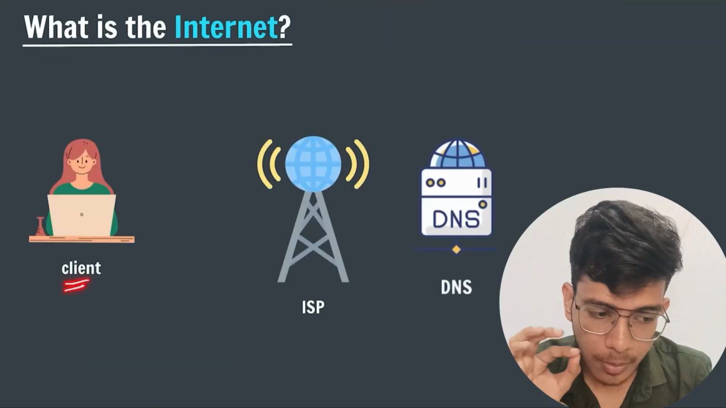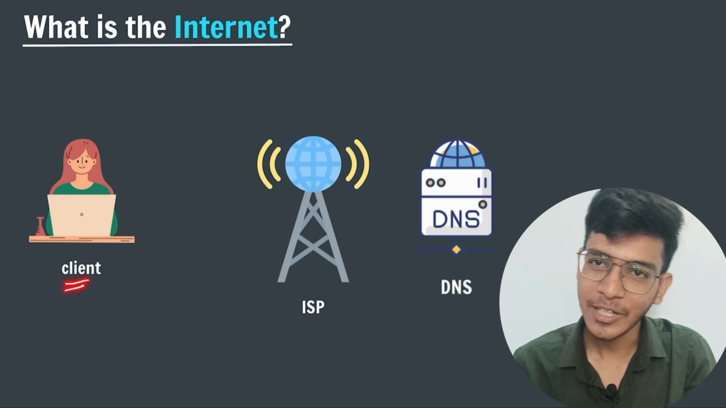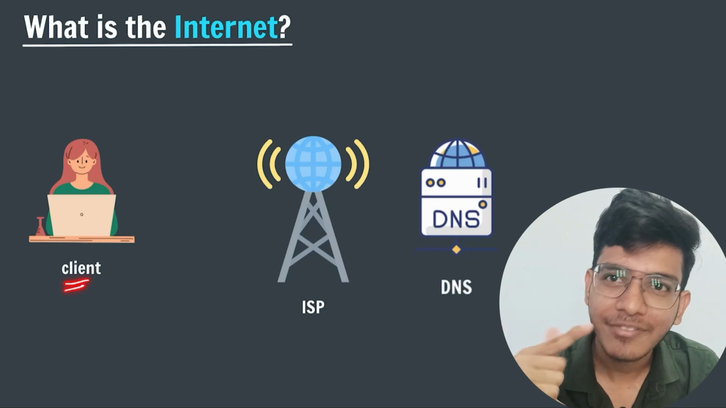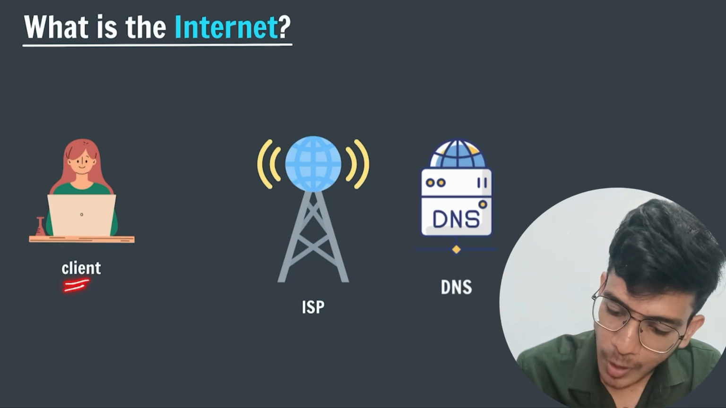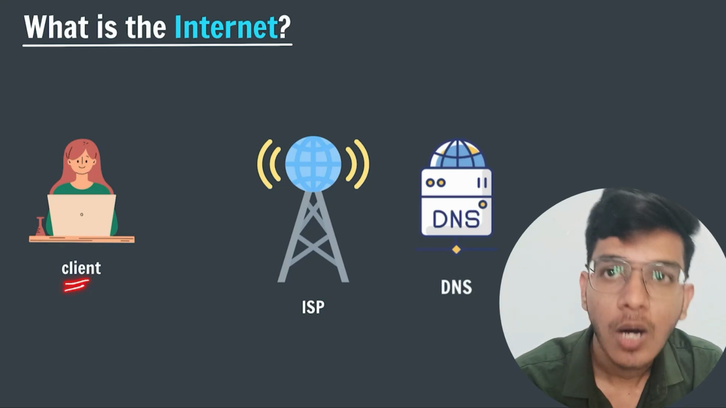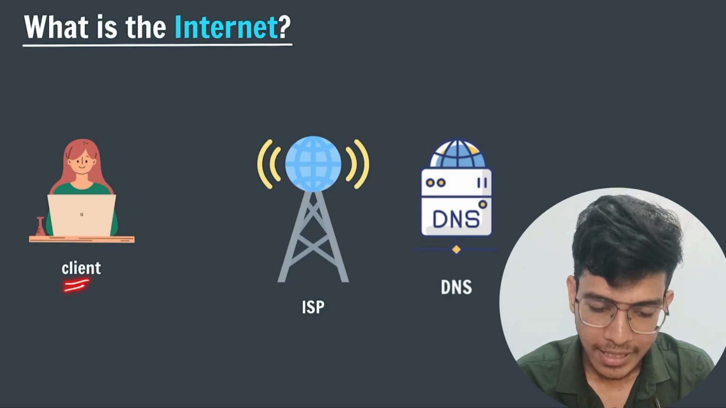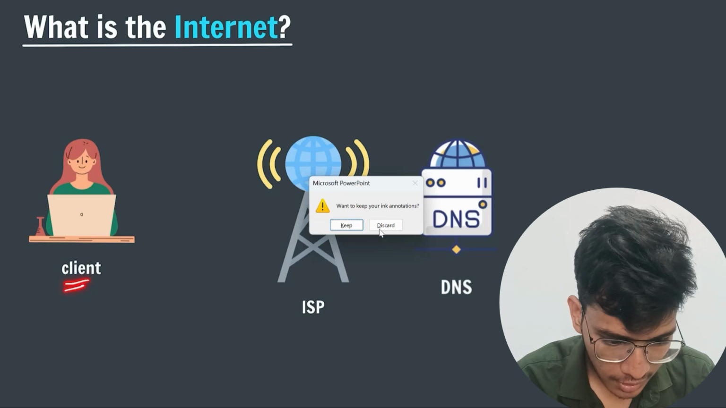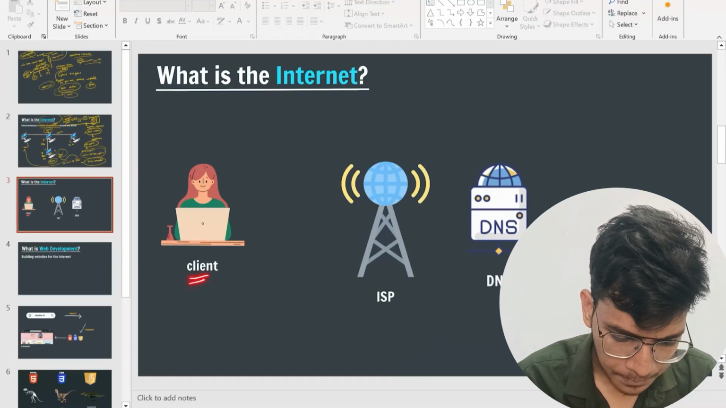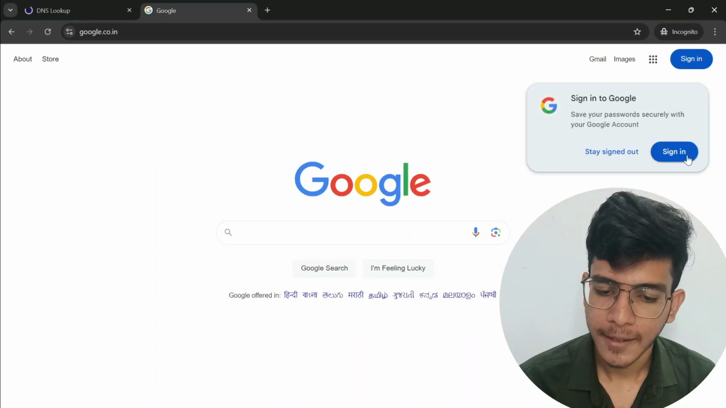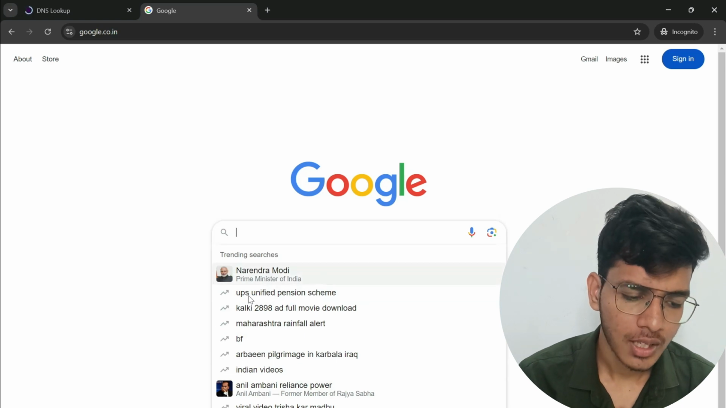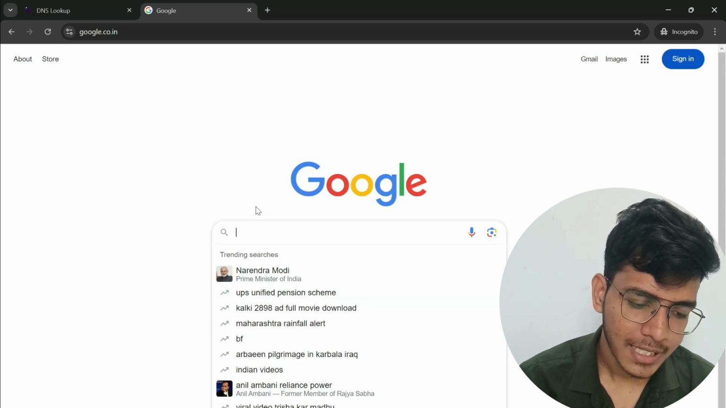Okay, now let us talk about how the internet works. On a day-to-day basis we are using Instagram, Facebook, Google, all those kind of things. Now let us understand how the internet works. For example, let me go to Google here, I will show you directly. So on the system I have opened Google. Now it is showing me different searches like Narendra Modi, Anil Ambani, all those kind of things.